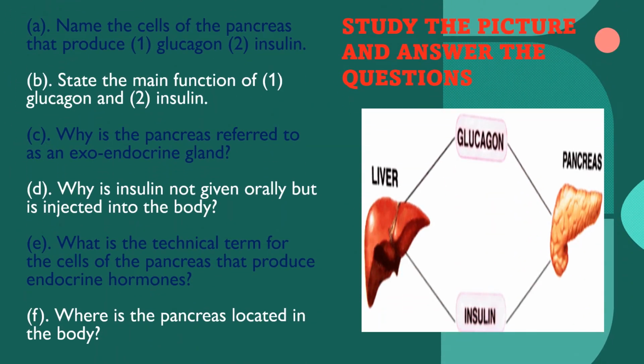Study the picture and answer the questions. First one, name the cells of the pancreas that produce glucagon, then insulin. Which cells produce glucagon? Alpha cells. Then the next one, insulin. Insulin is produced from beta cells of islets of Langerhans.